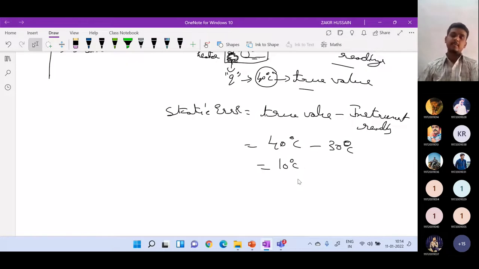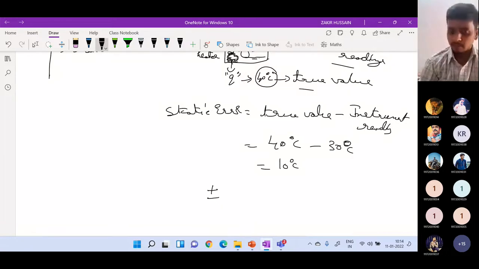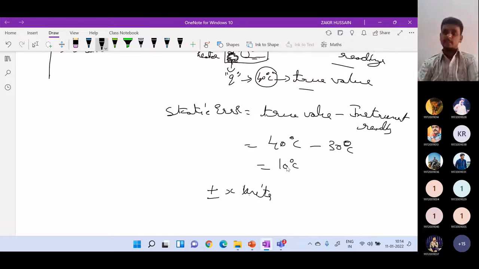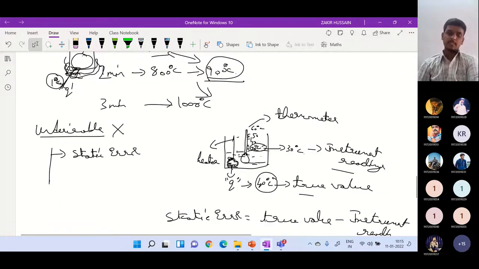So static error is nothing but the difference between the true value of a quantity minus the instrument reading. Usually, this static error will be specified as plus or minus X units. For example, it is plus or minus 10 degrees centigrade. This degree centigrade is nothing but the units, the unit of that particular measured quantity. So plus or minus 10 degrees centigrade is the error of this thermometer, called the static error.